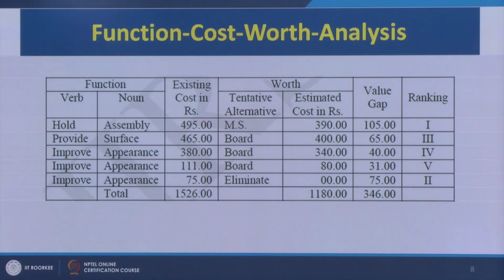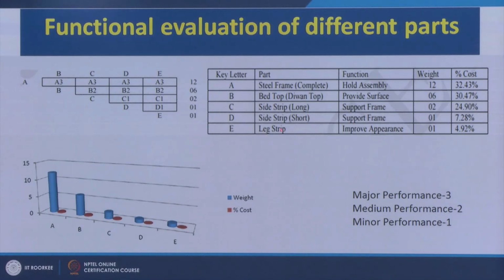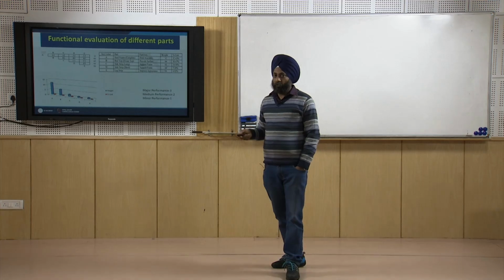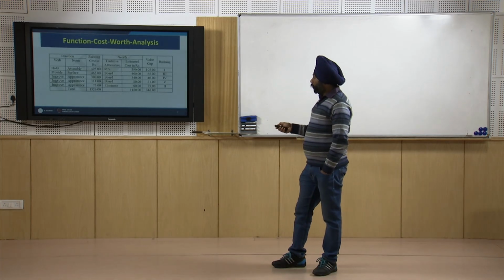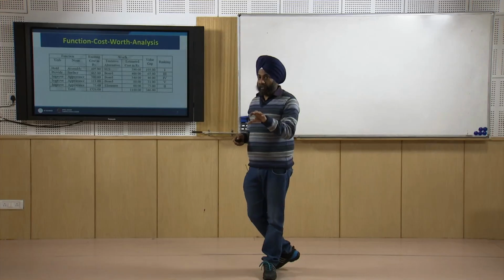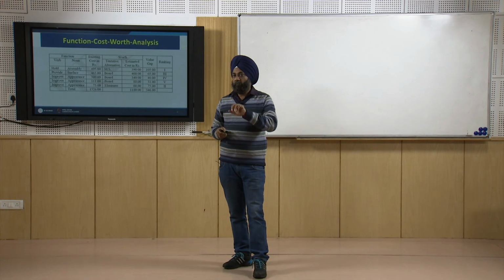Tentative alternative can be for the side boards and legs and all these, can be the board, and one part, the fifth part. Let us see what part number 5 is. If you see, it is a leg strip. So it is being suggested that the leg strip can be avoided. So this particular component can be eliminated. It is being suggested that it has got no worth, so it can be eliminated. So the cost of the last part, E part, leg strip or leg support, can be eliminated, and the estimated cost we can say 1180. So it is getting eliminated, but it is not affecting the overall performance of the product.